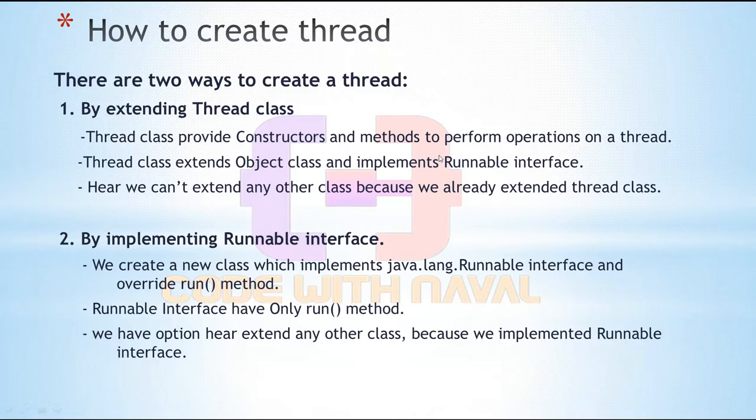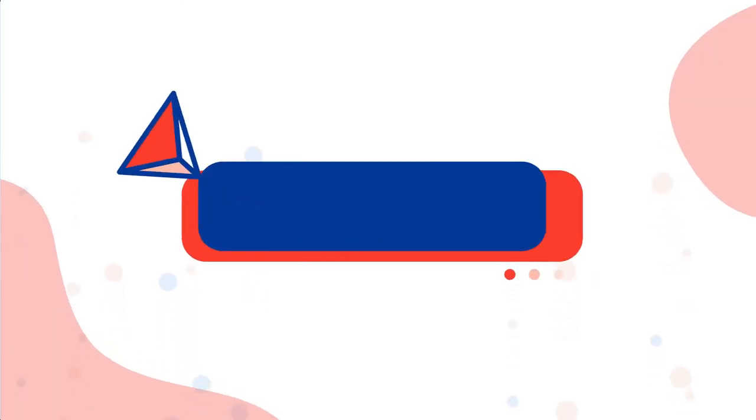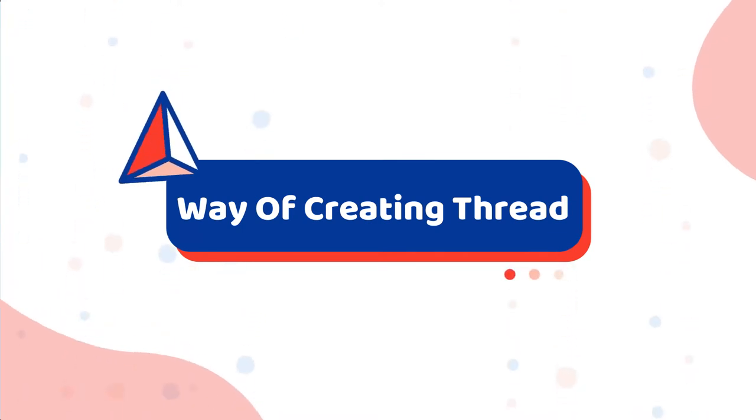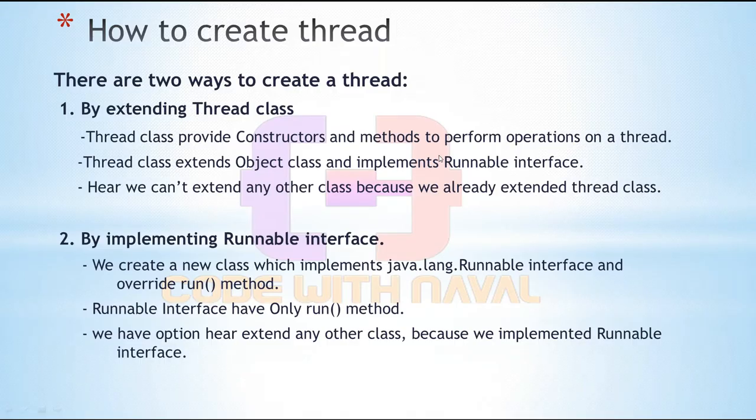In the last video, we saw the thread lifecycle. In this video, we are going to discuss how to create a thread and how many ways we can create a thread. We can create a thread in two ways: by extending the Thread class and by implementing the Runnable interface. Okay, let's discuss them one by one.